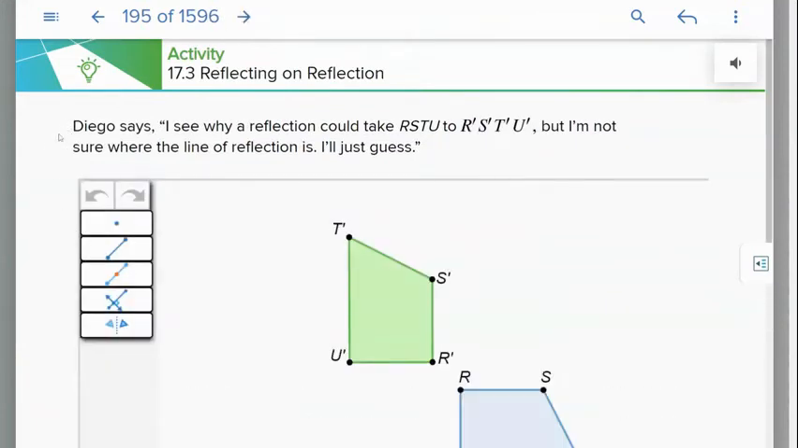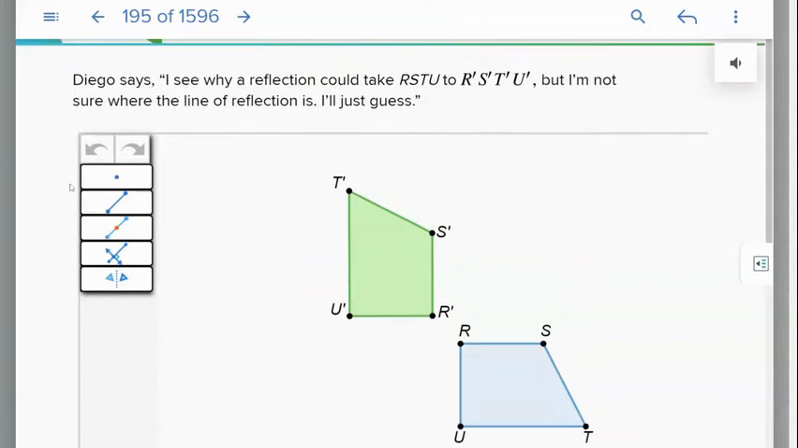All right, so 17.3, reflecting on reflection. I see what they did there. So this kid, Diego, he says, I see a reflection that could take RSTU to R prime, S prime, T prime, U prime. So basically the blue figure onto the image of the green image, okay? But I'm not sure where the line of reflection is. Ooh, we do need a line of reflection. Do you see it? Take a moment, and just try to see it visually in your mind.